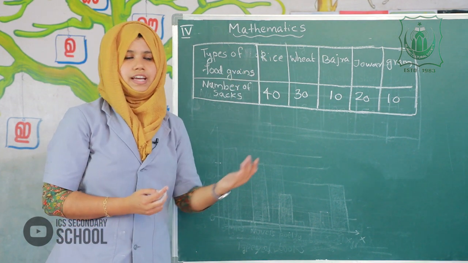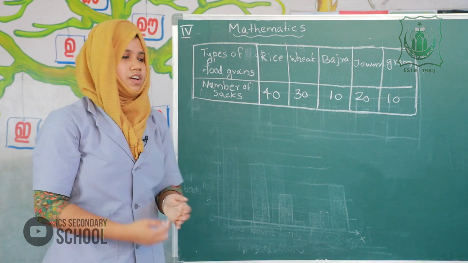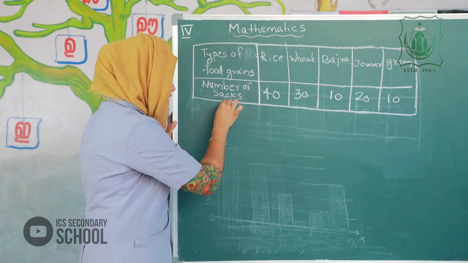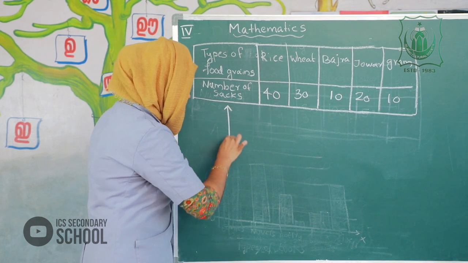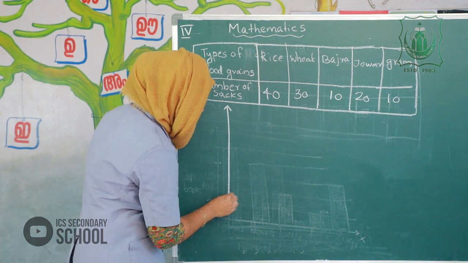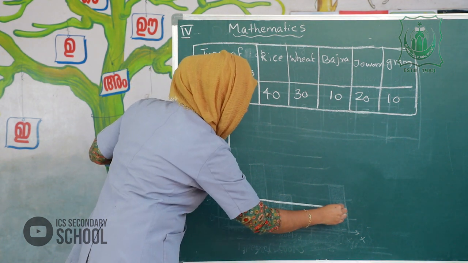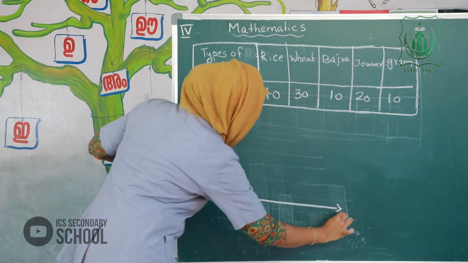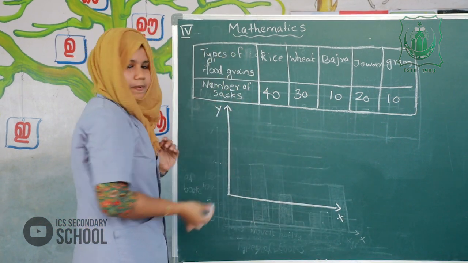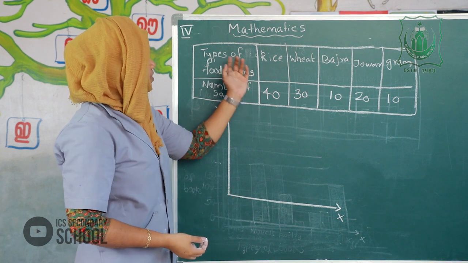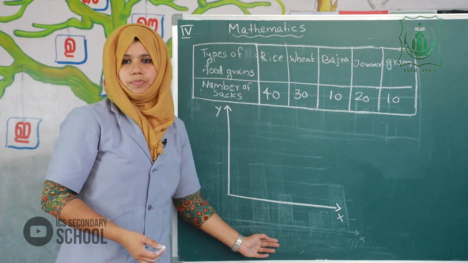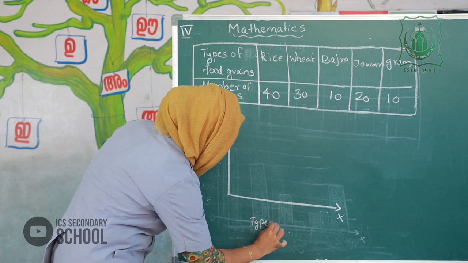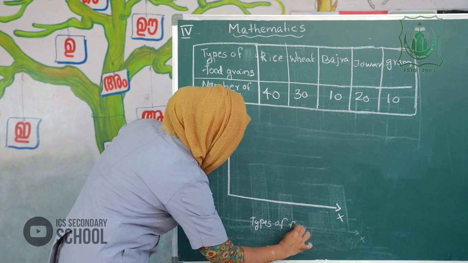Now we have to represent this data on bar graphs. So how to make bar graphs? First you draw the vertical line and the horizontal line. Okay, the vertical line and horizontal line we can mark like X and Y. Next, here we can write the types of food grains.